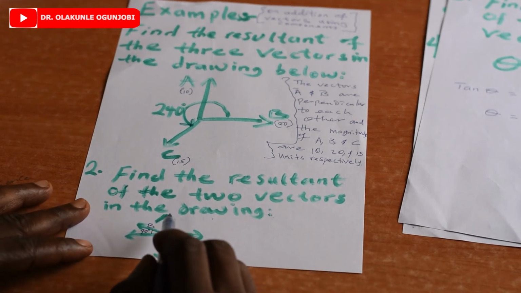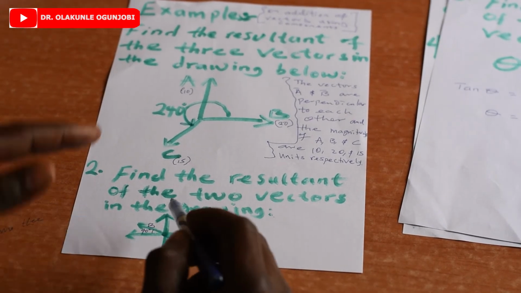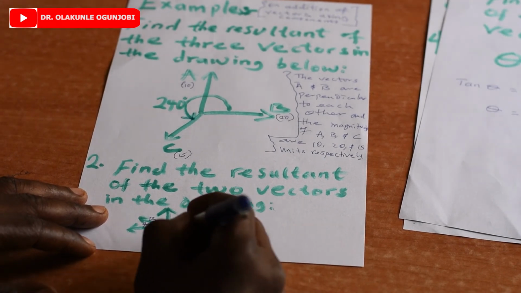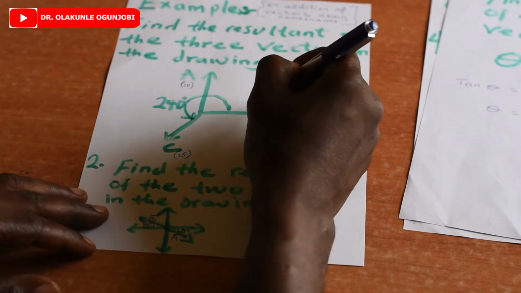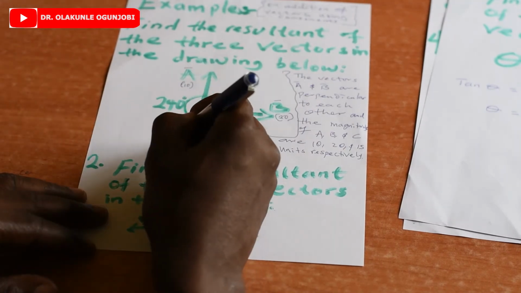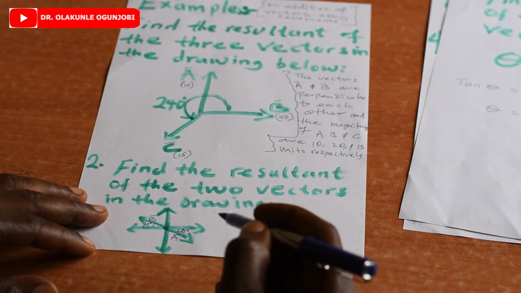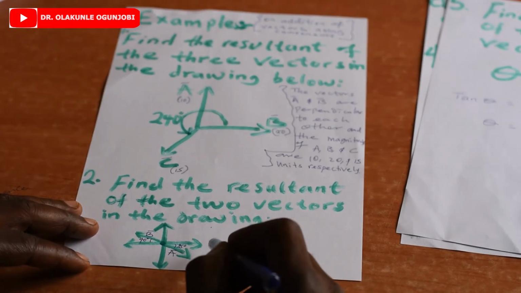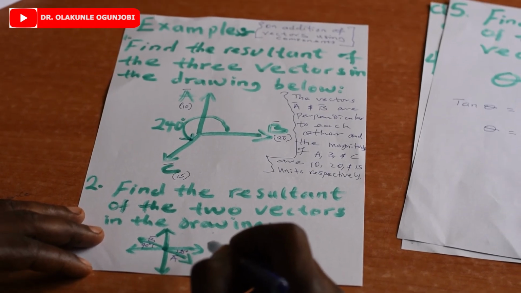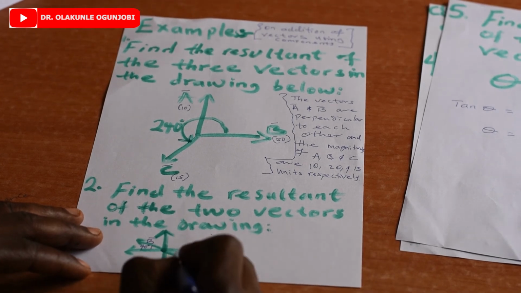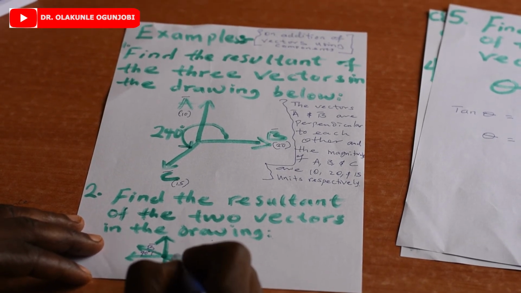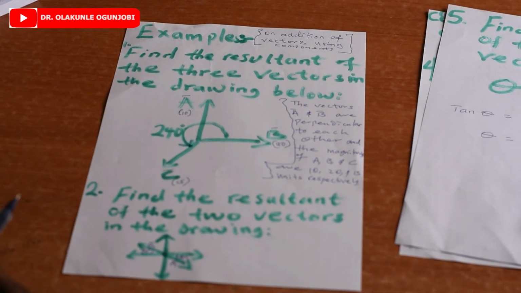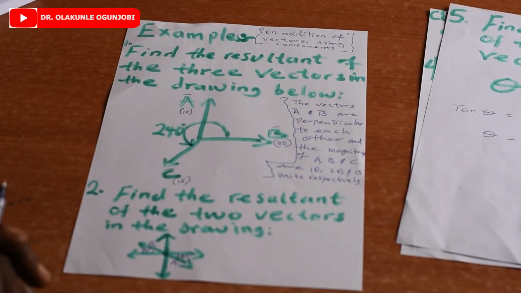So number 2, you can also find the resultant of the two vectors. In the previous one you have three vectors, but here you have just vector A and vector B. Maybe we should do it like this, for uniformity. You can find the resultant of the two vectors in this drawing. Let's say vector A makes an angle of 25 degrees with the positive x-axis, and vector B makes an angle of 40 degrees with the negative x-axis.